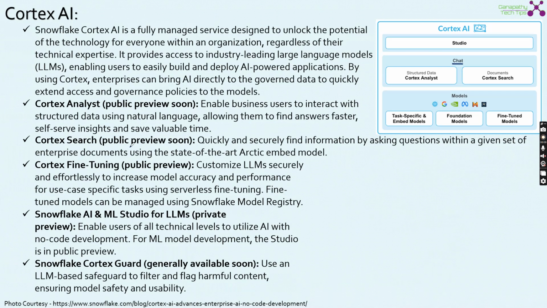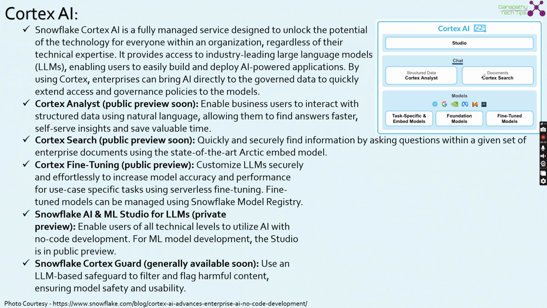Cortex Search, again, which is going to be in public preview soon, lets you quickly and securely find information by asking questions within a given set of enterprise documents using the state-of-the-art Arctic embed model. This is the one used within the chat interface, so you can do AI-based search within your documents. They will create the embeddings and store all the data in the vector store. Then if you ask questions, it will utilize that Arctic model and generate the insights out of the data which is stored there.